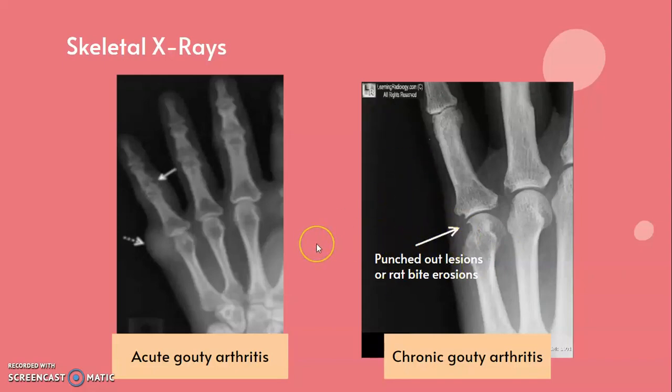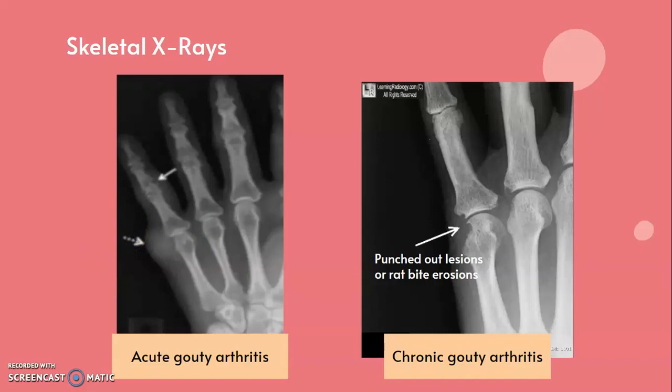Alright, and then just now I've mentioned that these rat bite erosions can be seen in chronic gouty arthritis, but however, these erosions, especially in the foot and big toe, are uncommon. Also, the joint space is usually preserved until late stages of the disease. And just now I've mentioned acute gouty arthritis, right? So as you can see here in this radiograph, you can see a reversible soft tissue swelling around the joint involved.